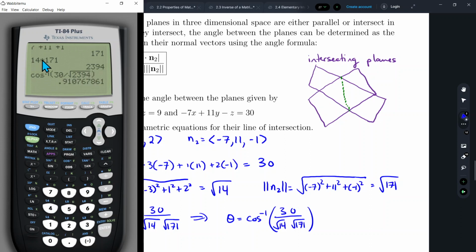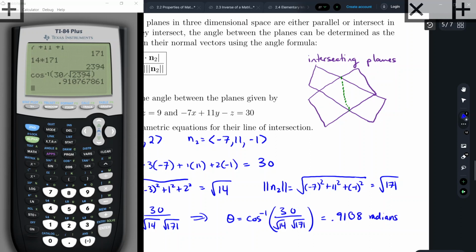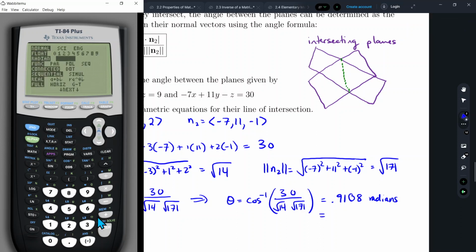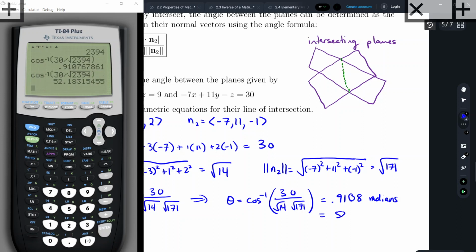So here we're calculating in radians. Inverse cosine of 30 divided by square root of 2394 gives me 0.9108. And converting that to degrees, you get 52.18 degrees. Okay, so that's the angle between the two planes.